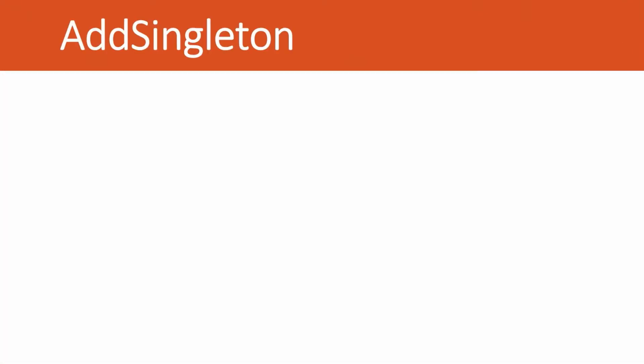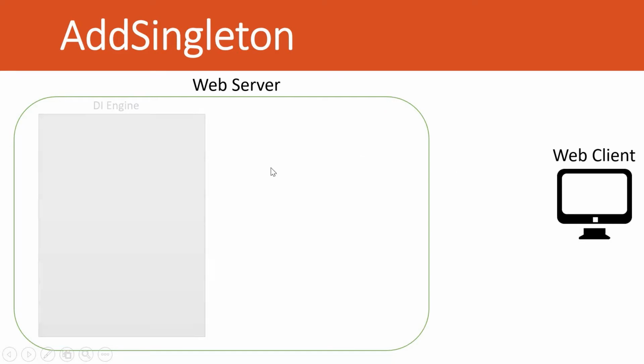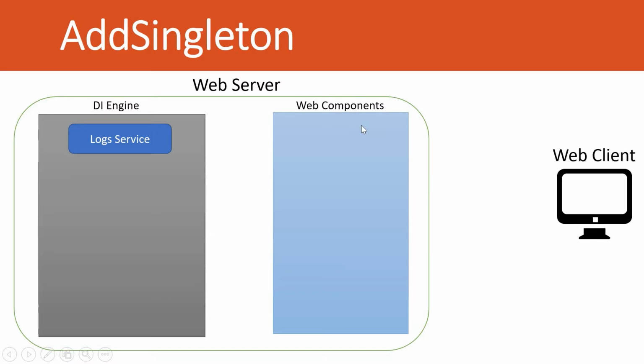Let's start it. So let's see what is add singleton. This is my web server and this is my web client. So I will do a request from my web client to the web server using a Chrome or Firefox browser installed in the web client. The web server has code in it, and that code has a dependency injection engine. Then it has registered a logs service, and these are the web components I have. These web components will be requesting the log service instance from the dependency injection engine.